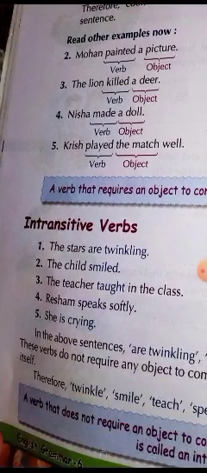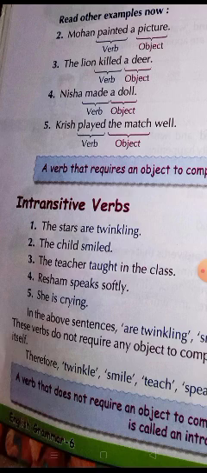Now children, the next part of our verb is the intransitive verb. Children, a verb that does not require an object to complete its meaning but makes sense by itself is called an intransitive verb. So children, you know that when we write, if I say I eat, this sentence is also a complete sentence because I have both things, the subject and the verb. I is the subject and eat is a verb. So this sentence does not need any kind of object.